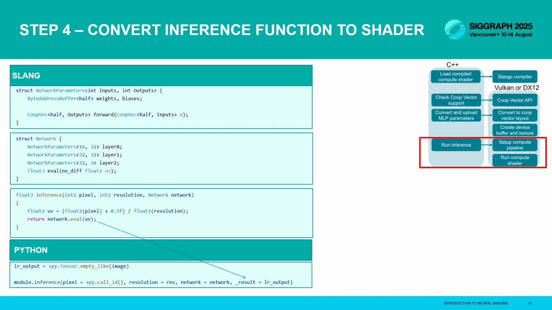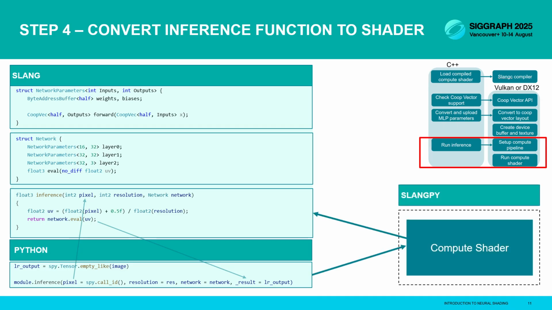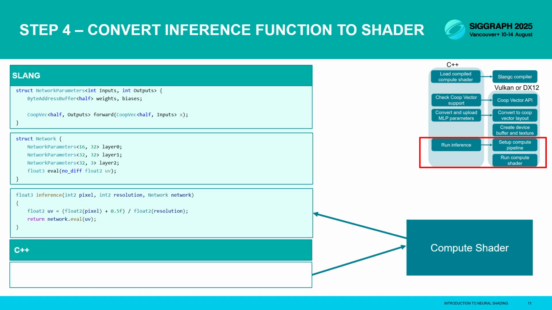You can see that on the Slang side, the inference function returns a float3 of RGB values, but on the Python side, it's an output texture. And from the Python side, we call the inference function with the SlangPy call ID function, but it's just an integer 2 on the Slang side. That's because SlangPy creates a compute shader that calls the Slang inference function for every pixel of the output texture. So we need to create such a compute shader manually and call it from C++.